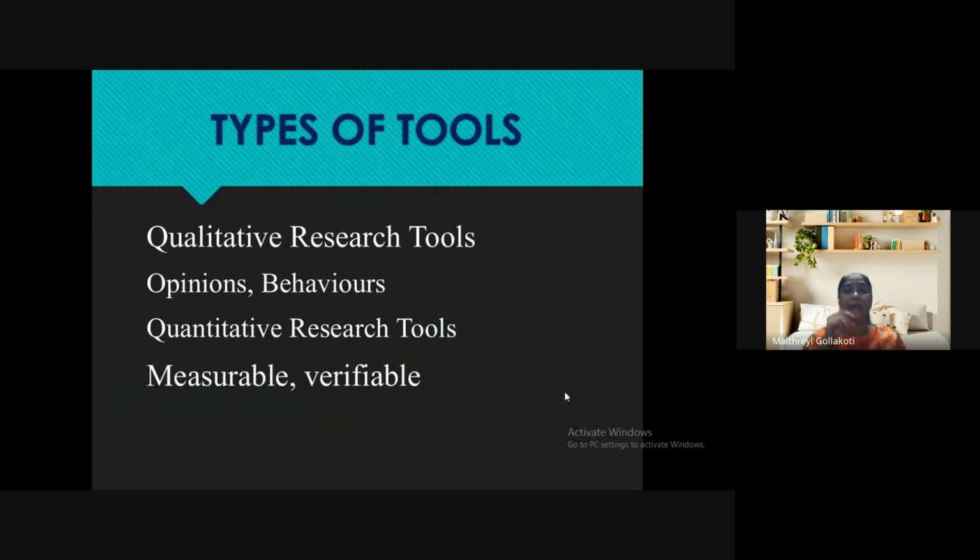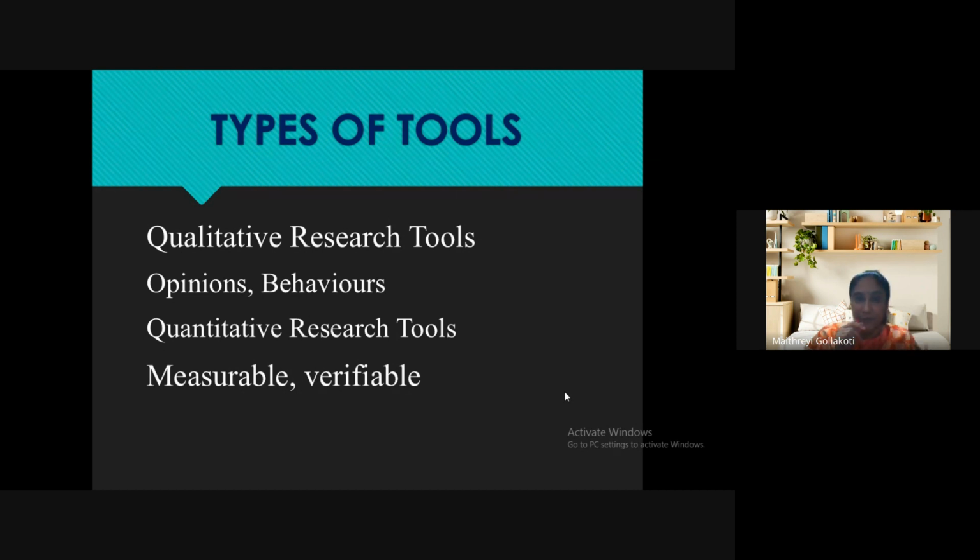There are two types of tools in research. There are many tools actually, but I am concentrating on the most important varieties of tools. These are the two broad categories of tools. So what are they? First one is qualitative research tools, and second one is quantitative research tools. Now what are qualitative research tools?